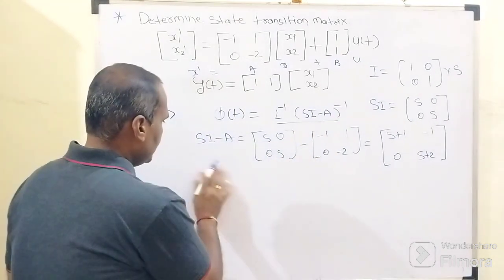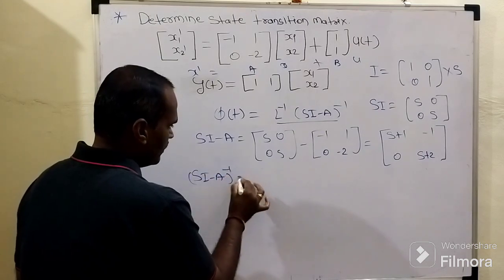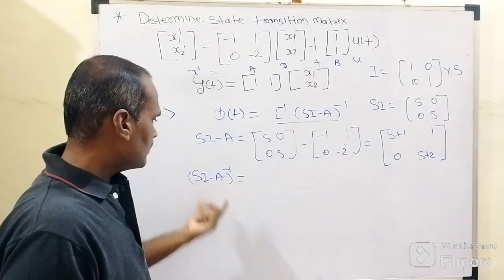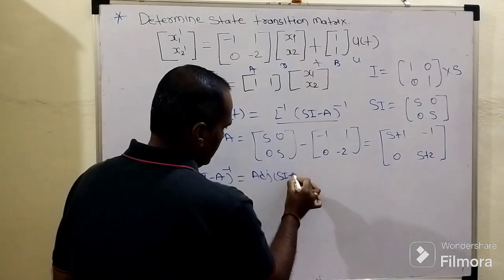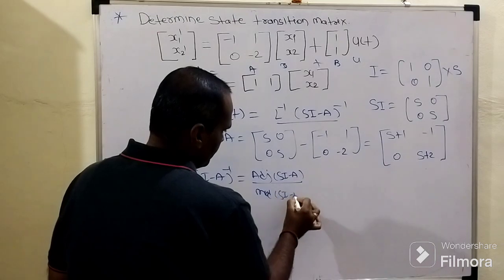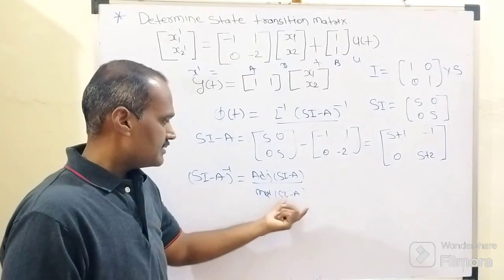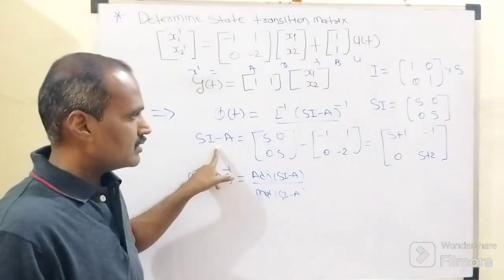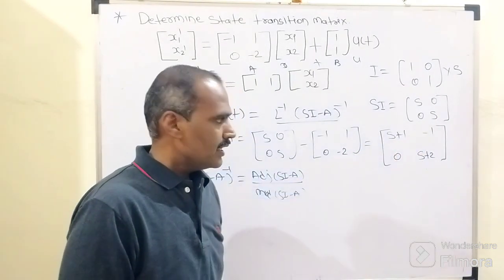In order to determine the inverse of this SI minus A, according to linear algebra, the inverse of this term equals the adjoint of this SI minus A upon the modulus of this SI minus A. Means we need to determine the adjoint as well as the modulus of this matrix, whose name is SI minus A. Their elements are S plus 1, minus 1, 0 and S plus 2.